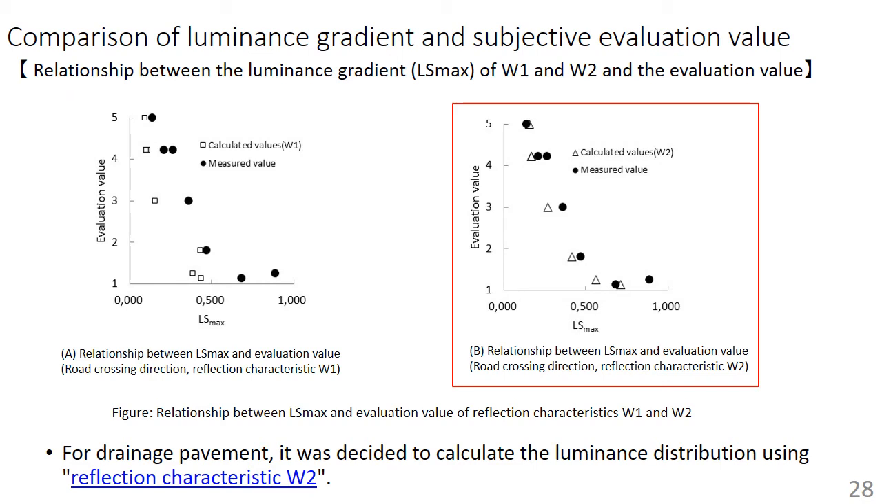The results of the relationship between the luminance gradient Ls max and the subjective evaluation value in the measured and calculated values are explained. The figure on the left is a distribution of the calculated values using the reflection characteristic W1. The figure on the right shows the distribution of the calculated values using the reflection characteristic W2. Comparing the left and right graphs, the reflection characteristic W2 tended to have a smaller difference between the measured Ls max and the calculated Ls max.